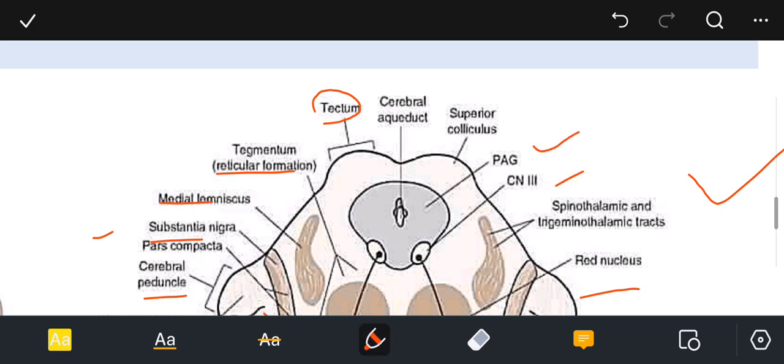What is PAG? I have no idea. No. Okay, so PAG. Then we have the superior colliculus over there.